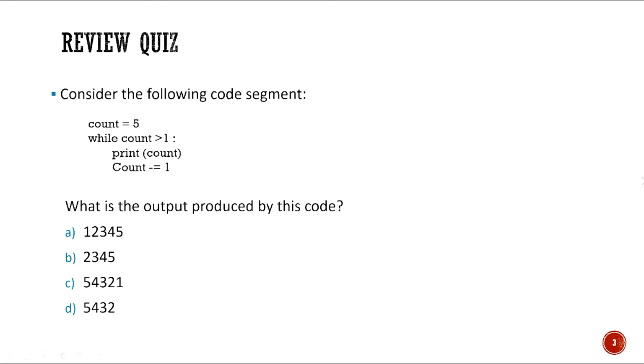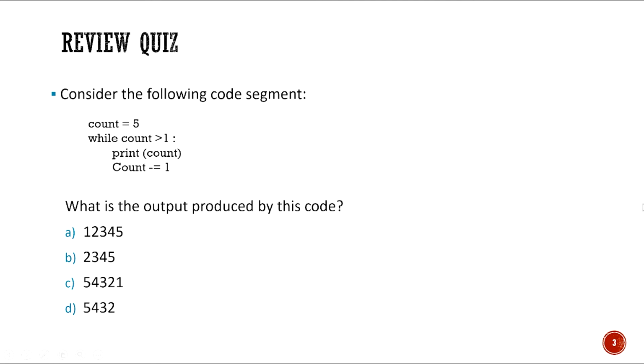So consider the following code segments. Okay, there we have a variable which is initialized outside of the loop. Then we have a while loop with a condition. We print the variable and then we subtract 1 from that variable. So the question is, what is the output produced by this code?